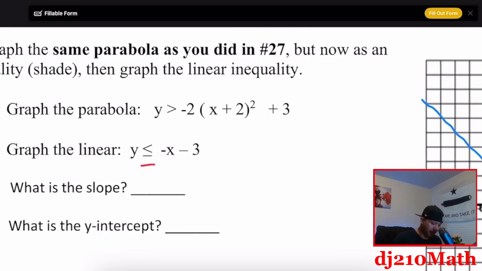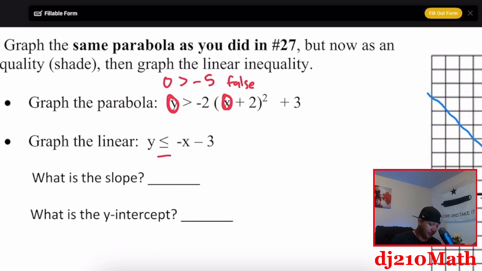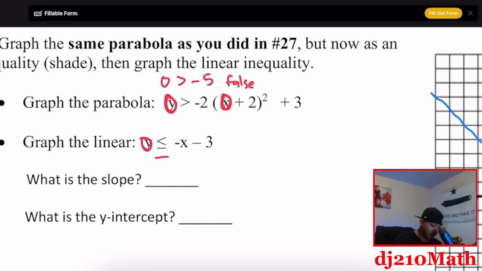So if I take (0, 0) and I start to plug it in, 0 is greater than -5. That's false. And that should make sense because it's outside of the shaded area. Here, is 0 less than -3? No, it's not. Again, that's false.